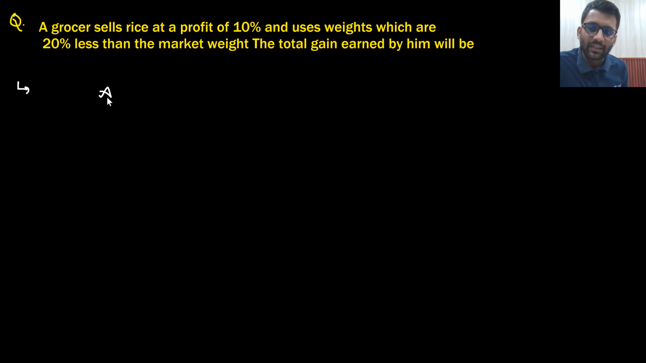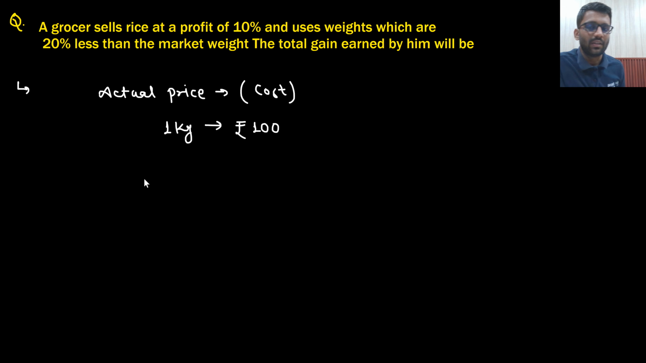That means, first, let's write the actual price. Actual price means 1 kg, or you can say purchasing price, or cost price. So 1 kg you are getting in 100 rupees. But now what is he doing? He sells rice at a profit of 10%. That means 1 kg he will sell in 110 rupees. But along with that, he is doing something wrong.